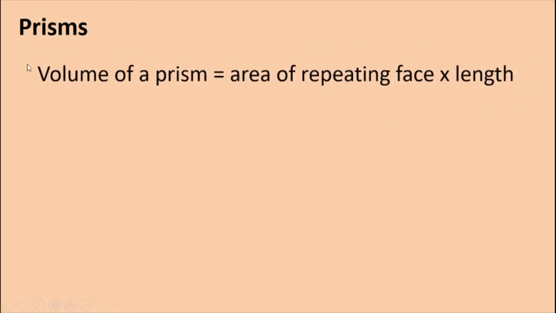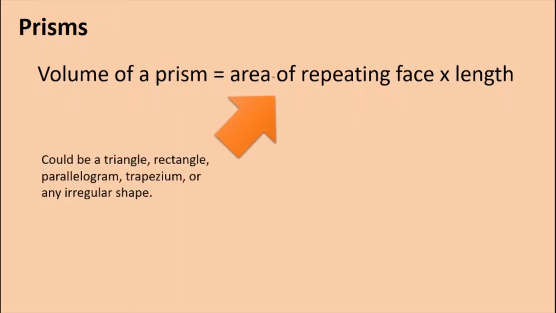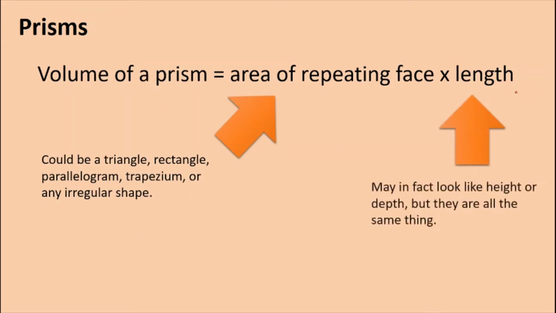This is the formula we use for calculating the volume of any prism. Okay, we modify this formula depending on what we're doing. But we need to know an area of a repeating face and times it by the length. Now, the repeating face could be a triangle, a rectangle, parallelogram, trapezium, any old irregular shape. It changes from question to question. The length may in fact look like height or depth. They're all really the same thing. And you'll start to see that really clearly as you do a few of these questions.